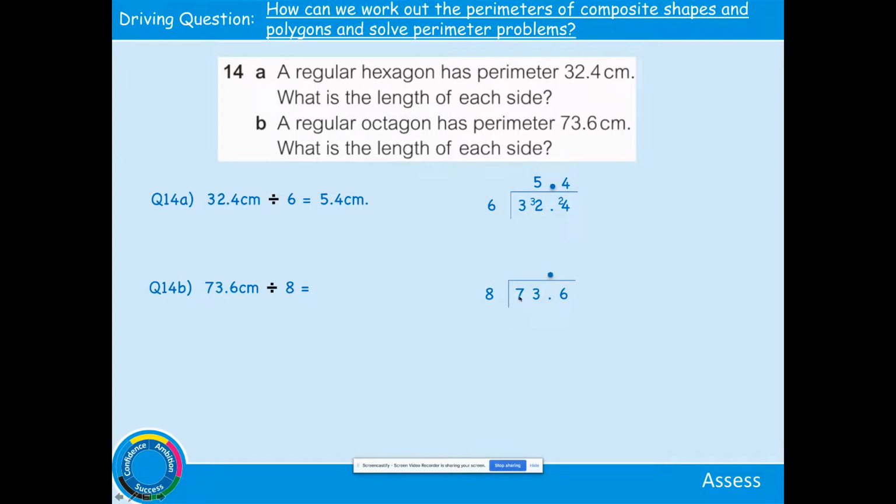8 into 7 doesn't go, so we attach it to the 3 next door. 8 into 73 goes 9 times. There's a remainder of 1. 8 into 16 goes 2. So our answer is 9.2 centimetres.